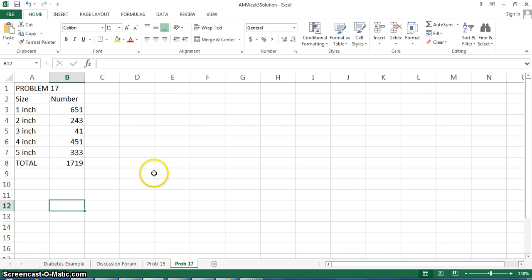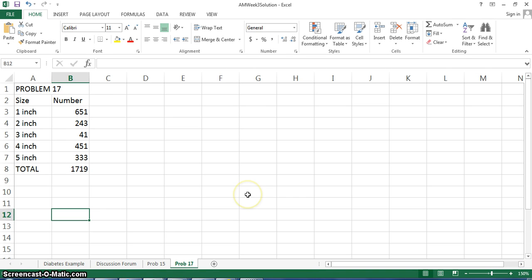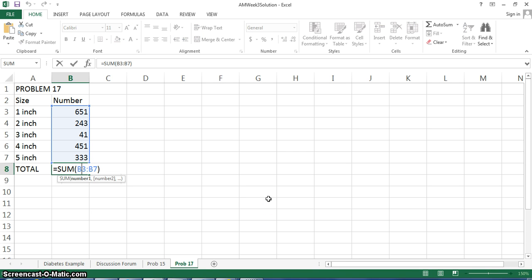Now let's look at problem 17. Problem 17 discusses a case where a certain number of 5 types of nails are placed into a bin on a given day. The numbers of nails are listed here on the screen and are given in problem 17. We can see that there are 1,719 total nails. In fact, this is calculated as the sum of the observations of each of the 5 sizes.